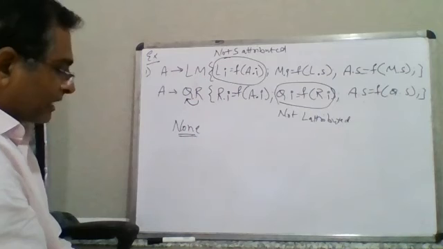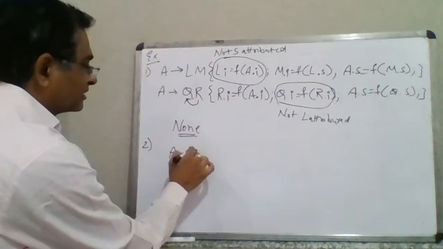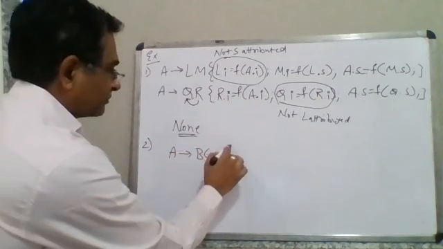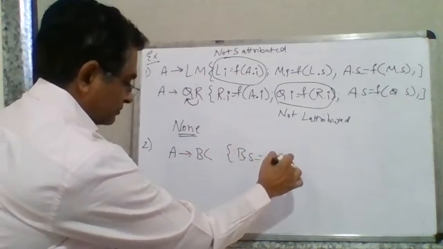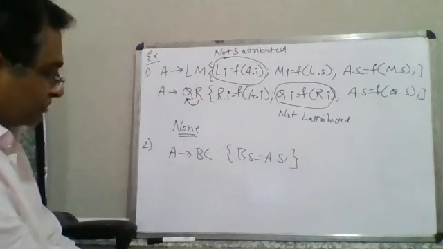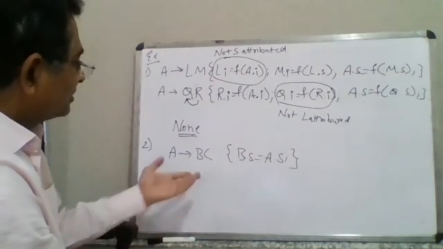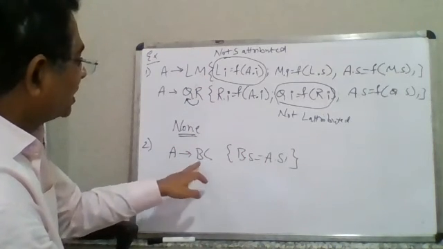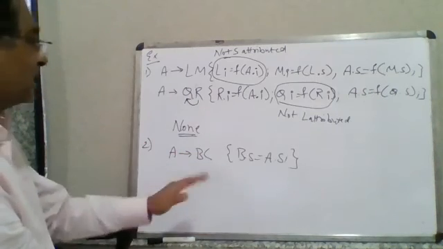Now what about this example? Let's say A tends to BC, and I'm saying B.s is equal to A.s. So what is the answer for this? Whether it is S attributed or L attributed or both or none. In this case, clearly it is getting B.s from A.s, so the answer is L attributed because it is inherited.